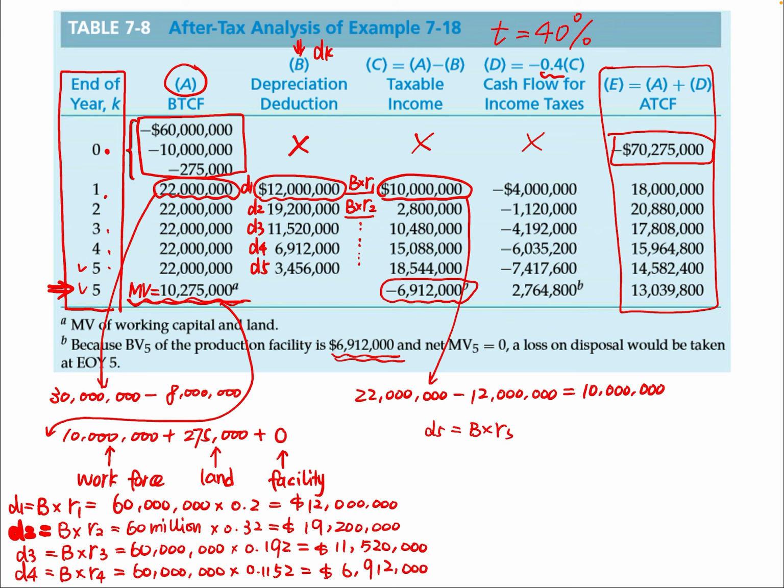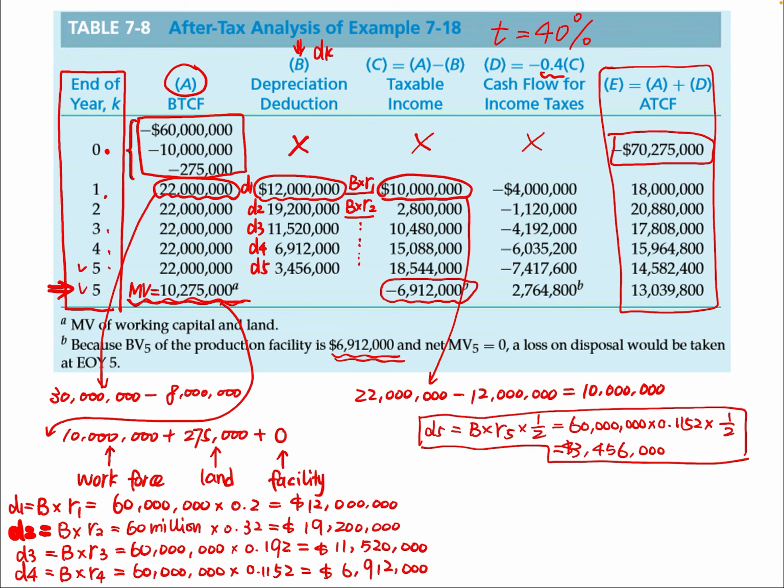So now, what is D5? D5 is B times R5. Remember, the facility is going to be disposed of at the end of the 5th year, and you know the MV is 0, okay? So you only can take a half year depreciation for the 5th year. So you need to give it a half. So the B is 60 million. R5, if you check the table, it's 0.1152, and you need to half it. So the answer is 3,456,000. So that is the depreciation deduction in year 5, and this one is a little bit tricky.